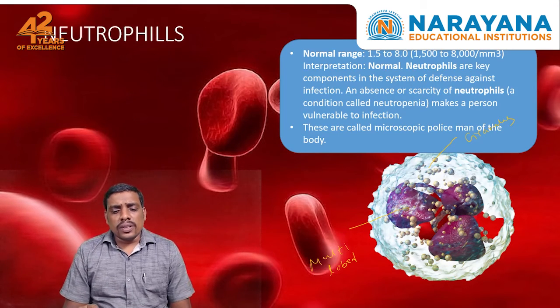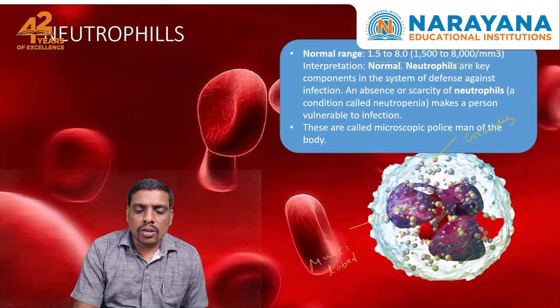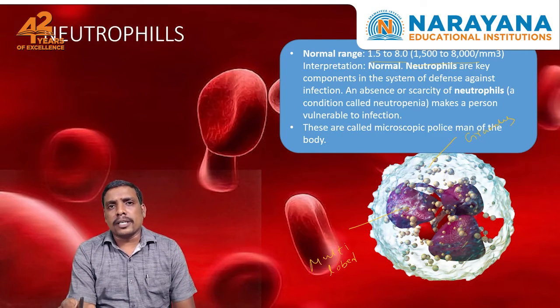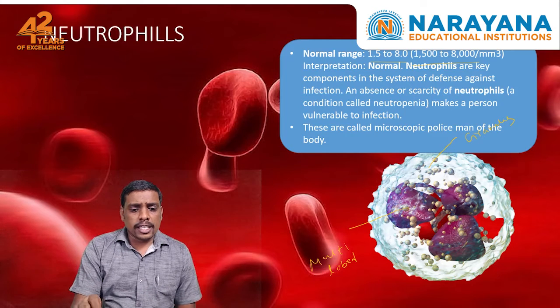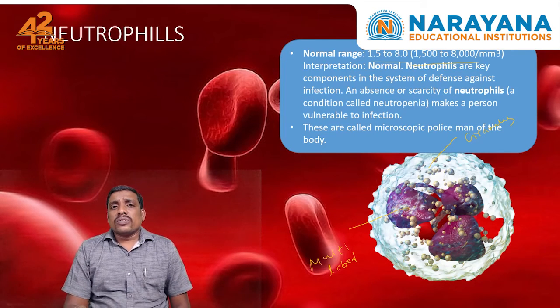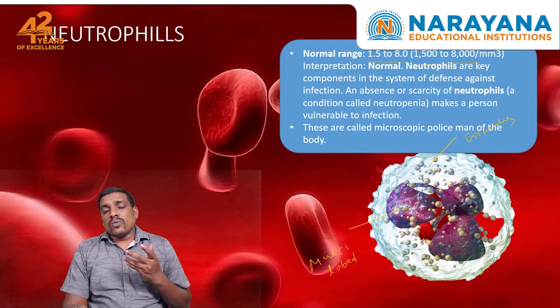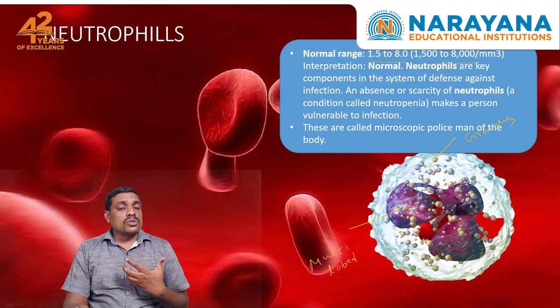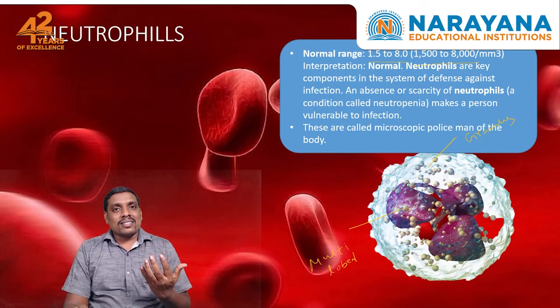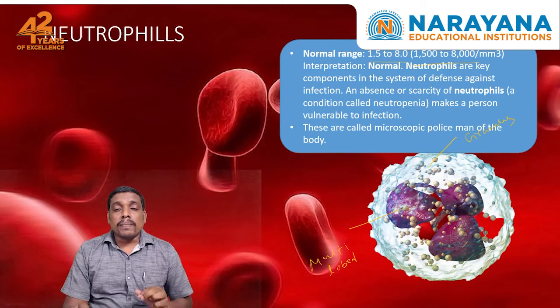The normal range of neutrophils is about, as you can see there, 1.5 to 8.0, or 1500 to 8000 per cubic millimeter. Interpretation: normal. Neutrophils are key components in the system of defense. If any pathogen enters into the blood, what will happen? Immediately these neutrophils react, activate and fight against those disease-causing pathogens.